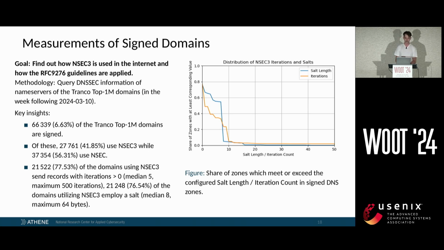And what we found was that of the 66,000 domains that were actually signed, so they used DNSSEC, 56% used NSEC, but 41% used NSEC3. And of the ones that use NSEC3, actually rather a lot of them, namely 77% or 78 rounded, actually had an iterations value greater than 0. And we found a maximum of 500 iterations for a couple of zones. And of the zones that used a salt, there was a median value of 8, but also a maximum value of 64. So it is not uncommon for zone operators to choose these kinds of values, even though there are relatively few zones.